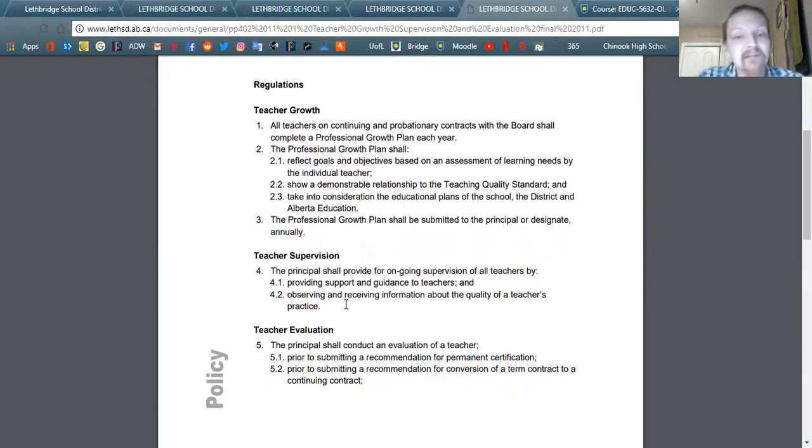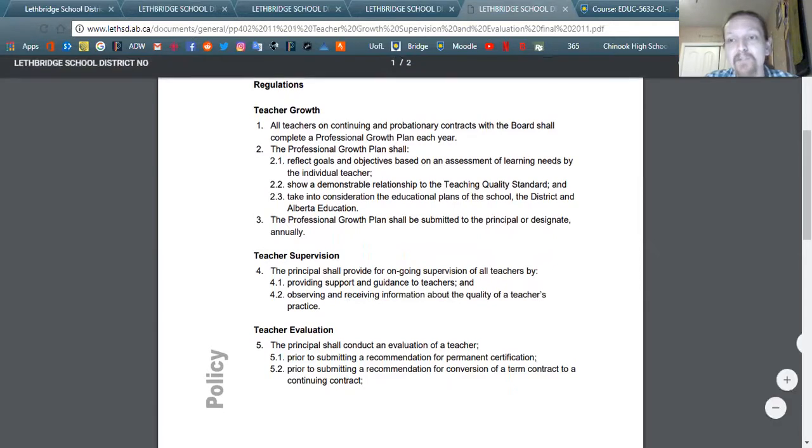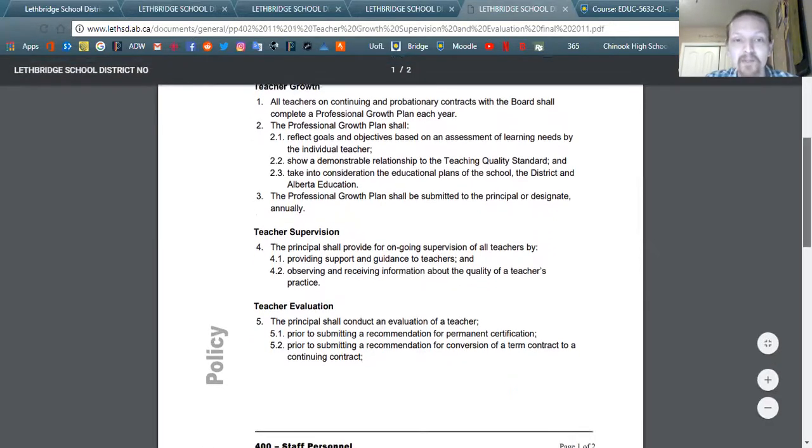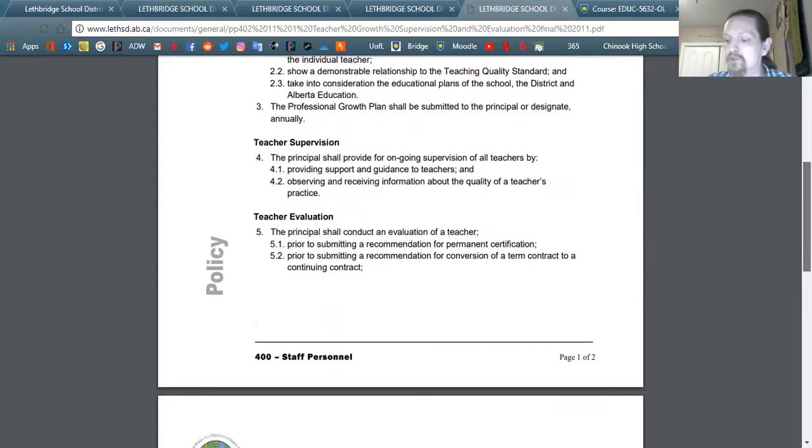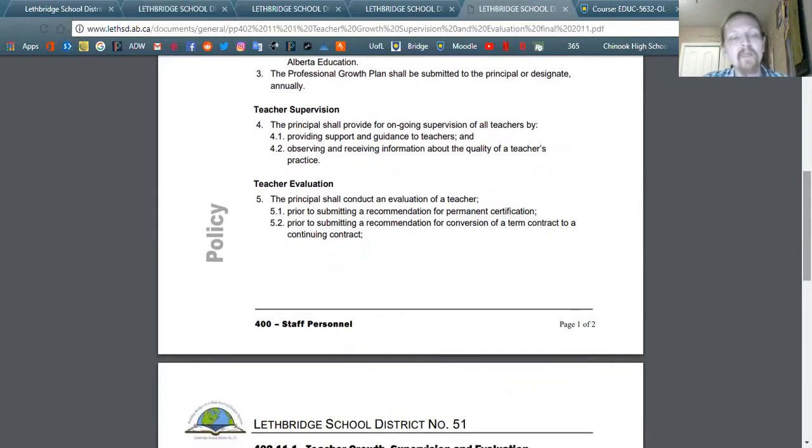I've also been in a context where I probably went an entire school year without an administrator in my classroom. So again, the policy exists, but it comes down to how that policy is enacted by each individual administrator. And then when it comes down to teacher evaluation, basically the evaluation happens when, similar to what Janet was saying, you're going for a permanent certification from interim to permanent, and if you are looking at conversion of a term contract into a continuing contract.